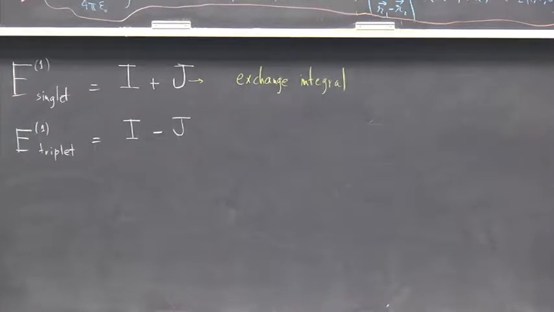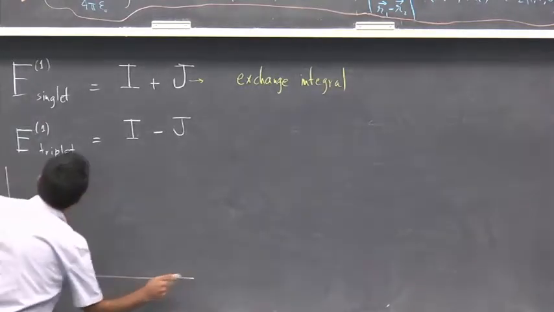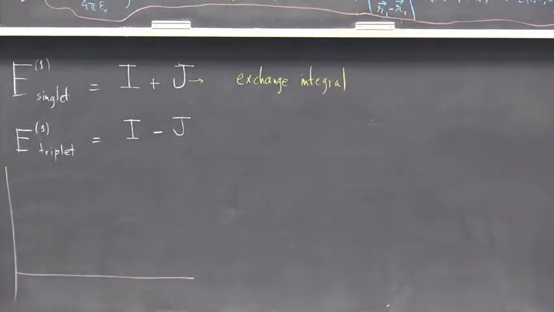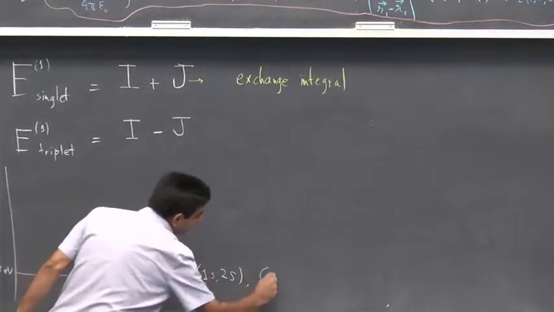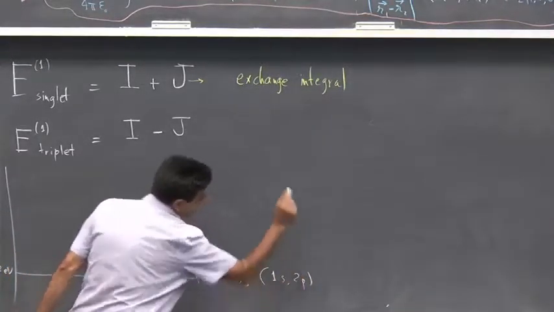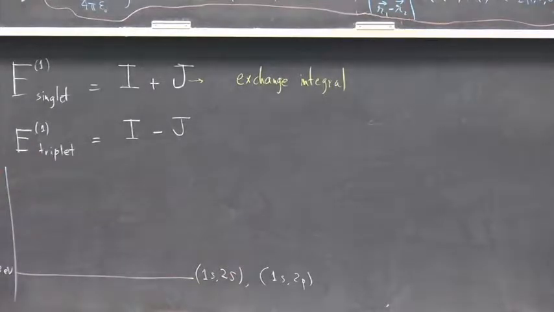So now what's going to happen? Suppose I just try to look at this diagram once again. Suppose I'm at minus 68 electron volt, which is the zeroth order energy for 1s 2s and 1s 2p states. Now, the singlet and the triplet states, they don't have the same energy. Their energies differ. By how much? By 2J. They differ by 2J.